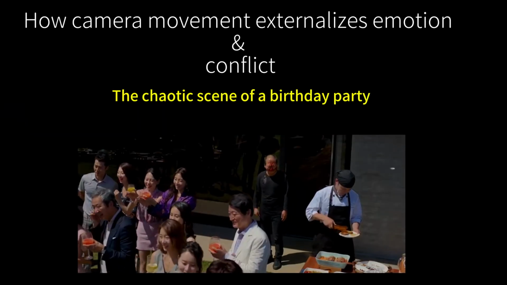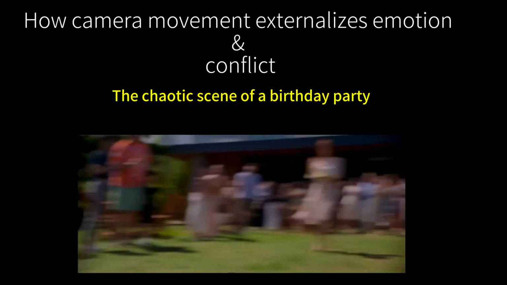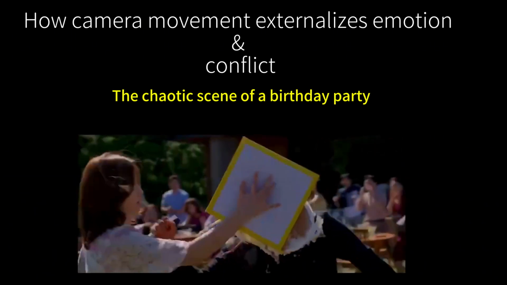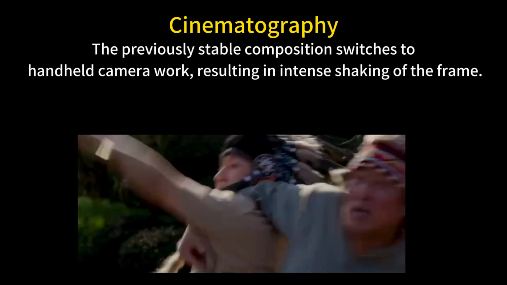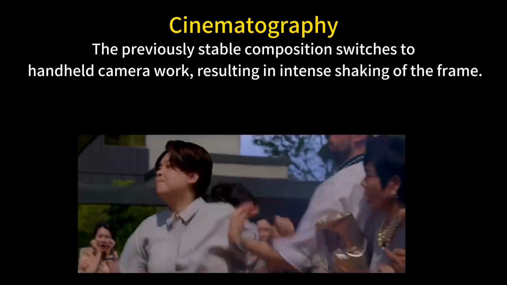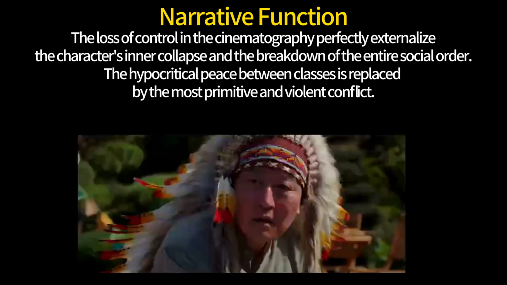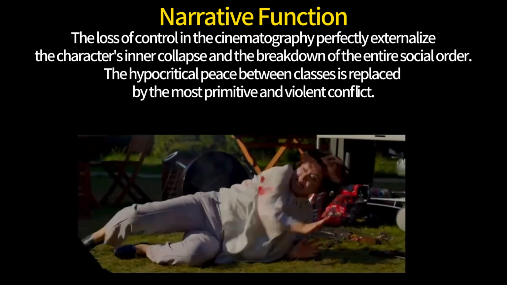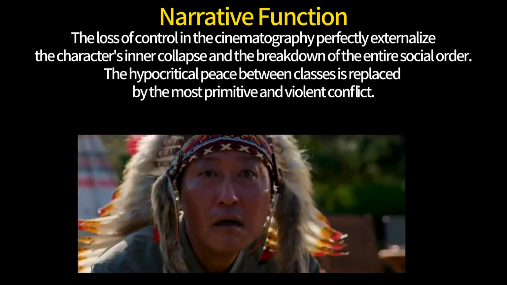How camera movement externalizes emotion and conflict. The chaotic scene of a birthday party. The segment where Ki-taek assassinates President Park. Cinematography. The previously stable composition switches to handheld camera work, resulting in intense shaking of the frame. Narrative function. The loss of control in the cinematography perfectly externalizes the characters' inner collapse and the breakdown of the entire social order. The hypocritical peace between classes is replaced by the most primitive and violent conflict.